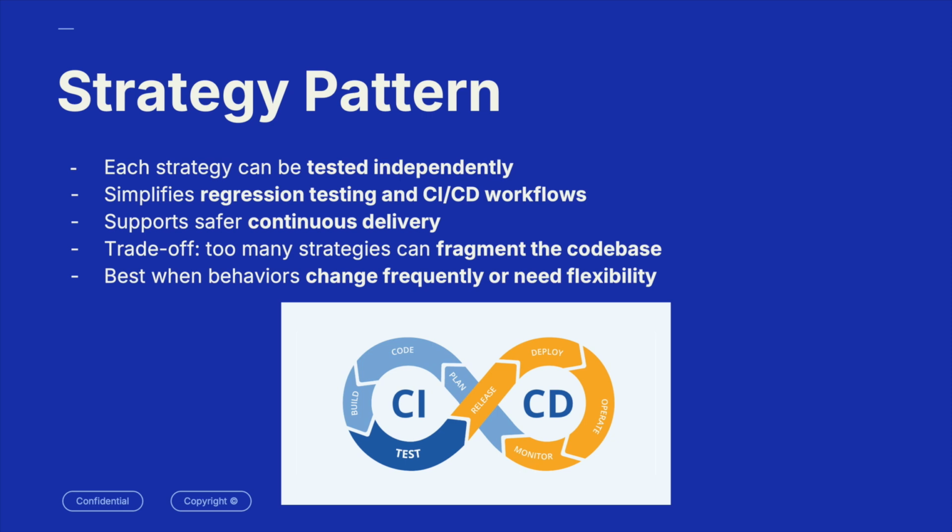Strategy is also powerful because it improves testability. Each shipping strategy can be tested independently without needing the full checkout component. This makes regression testing simpler and supports continuous delivery workflows. The main trade-off is that too many small strategies can make the codebase feel fragmented, so engineers should group behaviors thoughtfully and avoid creating separate strategies for logic that rarely changes.